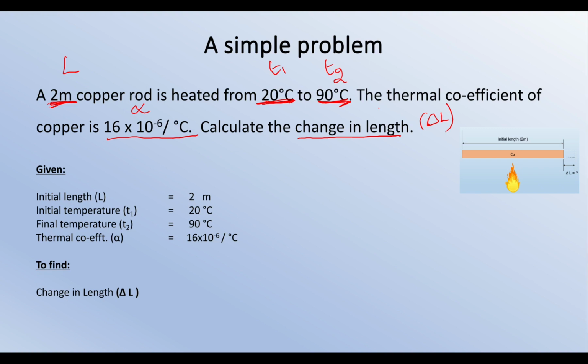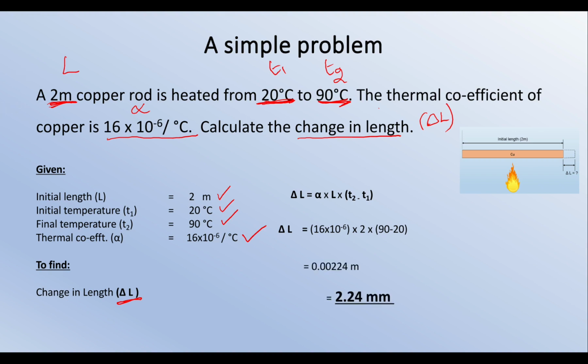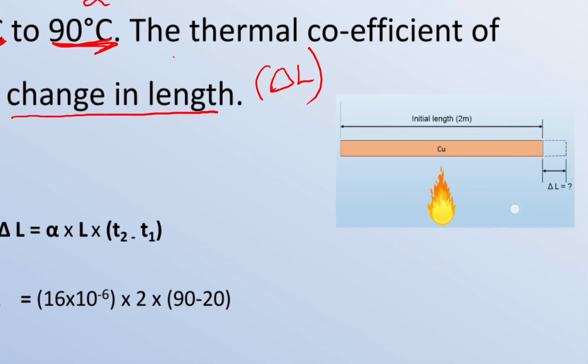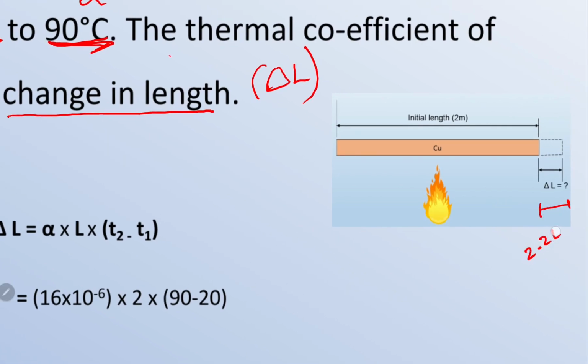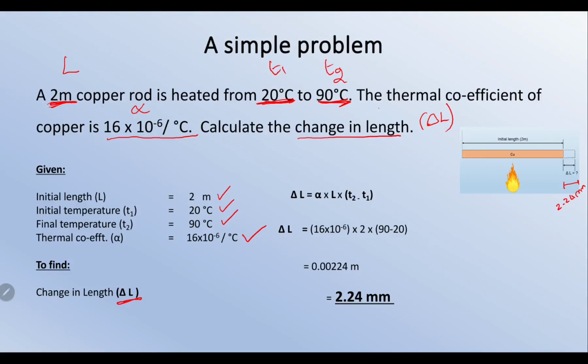All that I'm doing is writing down the given. So we know the initial length, initial temperature, final temperature, and the thermal coefficient. What do we have to find? The change in length. What is the formula? Change in length formula is delta L equals alpha times initial length times change in temperature. Now let us substitute everything that we know. There you go. Use your scientific calculator. I know some of you use your phones, but try to use scientific calculators. It would be easier for you. When you put this in, I get the answer of 2.24 millimeter. So what does it mean? When we heat this 2 meter copper bar, it is going to expand by 2.24 millimeter. That is what it means.